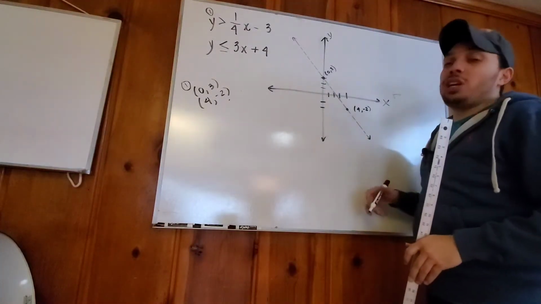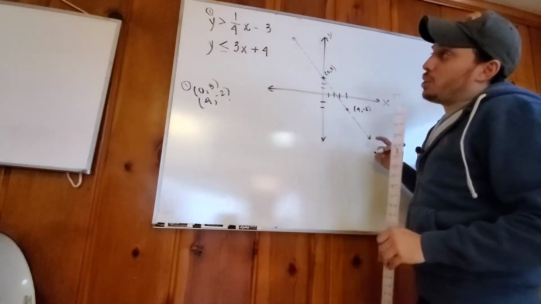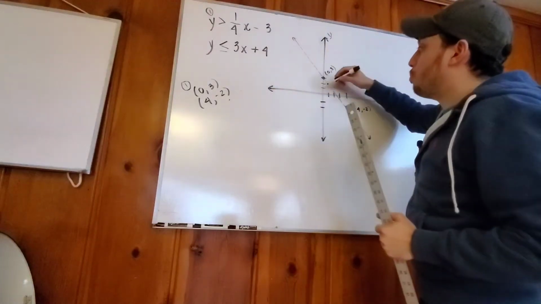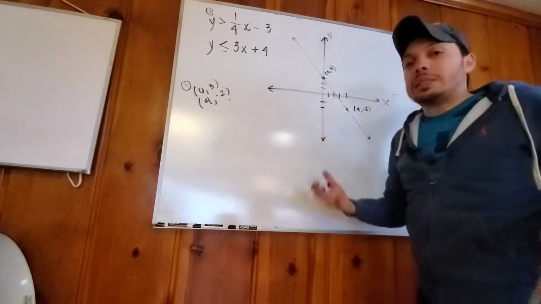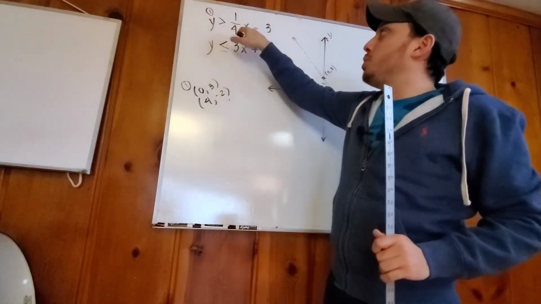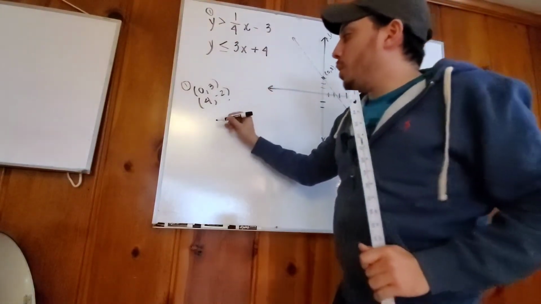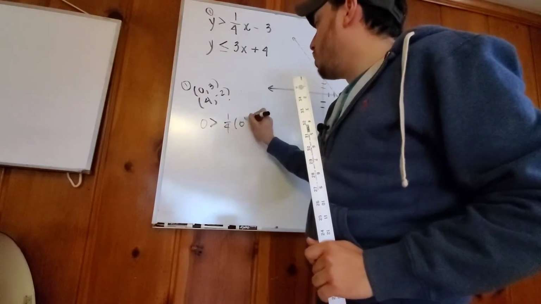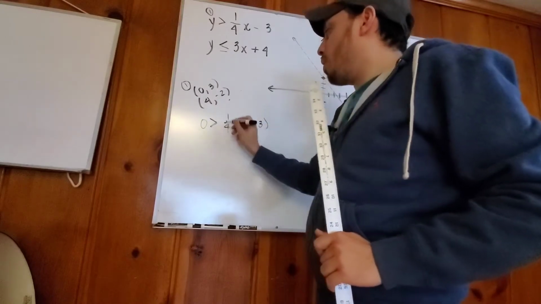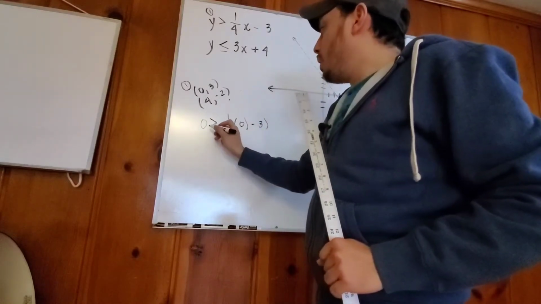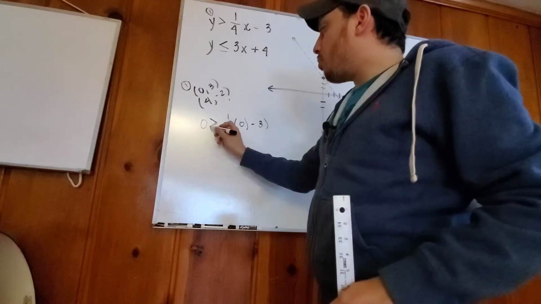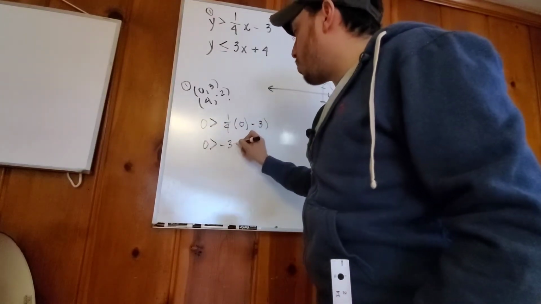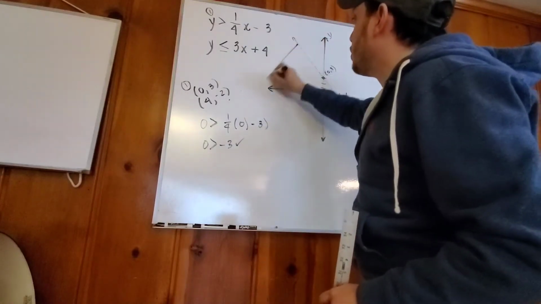Now, is the shading going to go towards one side or the other? That's how we're supposed to find it, with a point. And it has to be a random point. So I'm going to use 0, 0 because it's the easiest point we can have. I'm going to put 0 for x and 0 for y. So it would be 0 is greater than 1/4 of 0 minus 3. 1/4 of 0 is 0, minus 3 is negative 3. Is 0 greater than negative 3? Yes. So my shading is going to go this way.